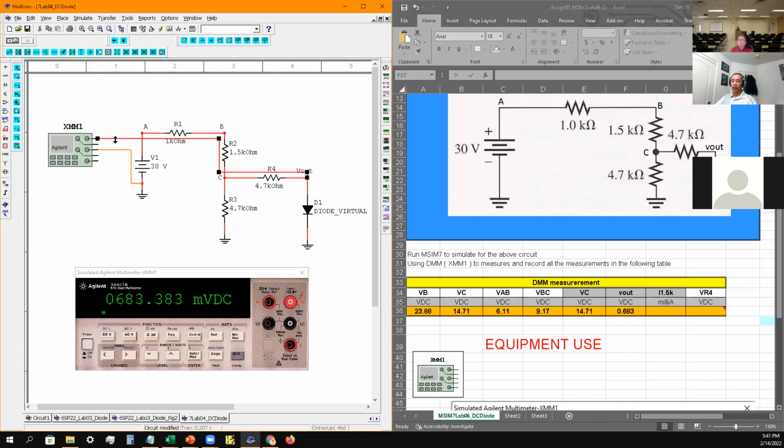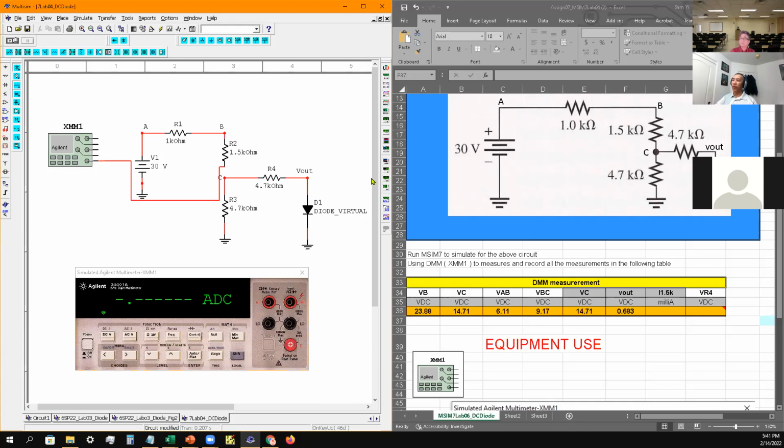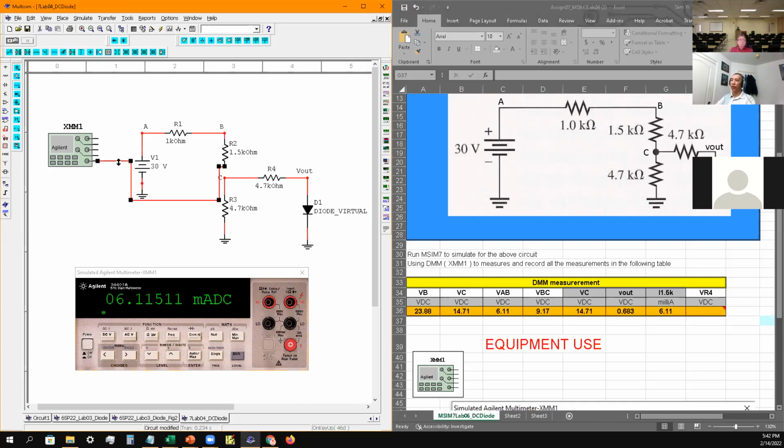Okay, and then I through the 1.5K. Let me disconnect this one, change the mode, shift to current. I can disconnect before, or I can disconnect it after, so I'm going to do it after. The high side is going to be at the lead of R2, and the low connected to point C. Turn on your simulation, collect your data. Okay, so that's yielding 6.11 milliamp. 6.11 milliamps.